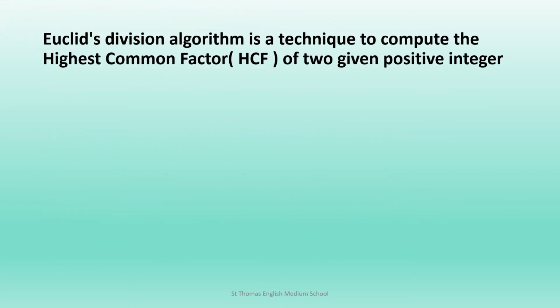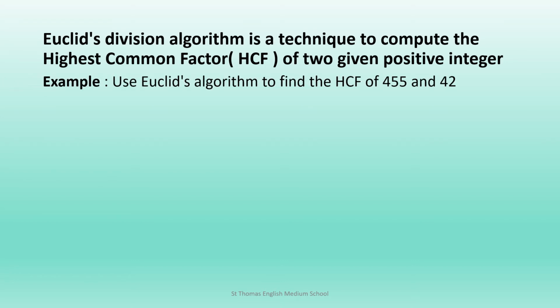Moving to Euclid's division algorithm. Euclid's division algorithm is a technique to compute the highest common factor of two given positive integers. So, by using Euclid's division algorithm, we have to find the HCF of two positive integers. This we can learn by doing an example. Use Euclid's algorithm to find the HCF of 455 and 42.